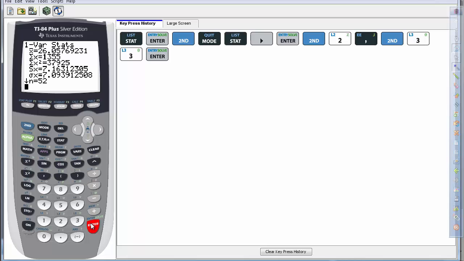We're going to hit enter. And you can see we get the sample mean, just like we did before. Also, our sample standard deviation and our population standard deviation. You can arrow down to see additional information. We should also note that here it gives us the total number of values, or that's the sum of our frequencies for this frequency distribution.